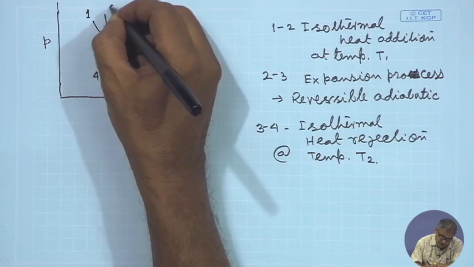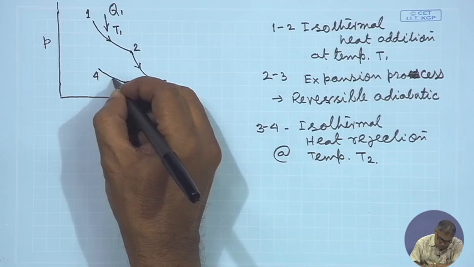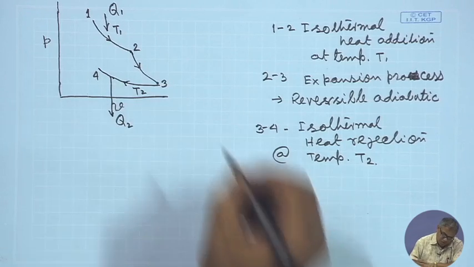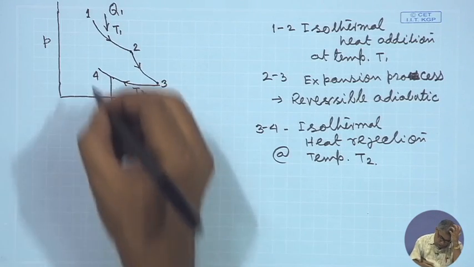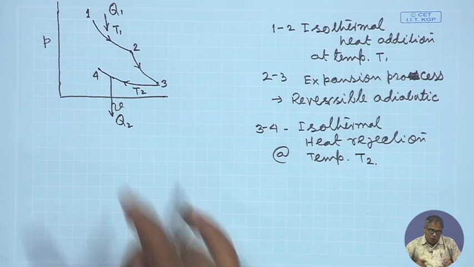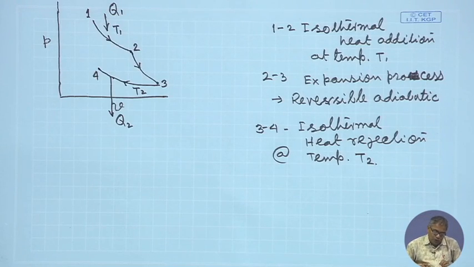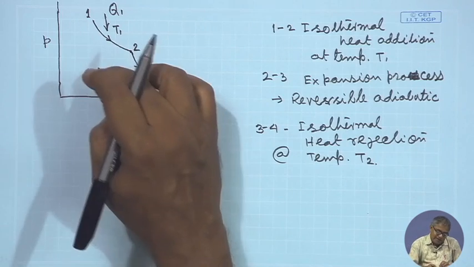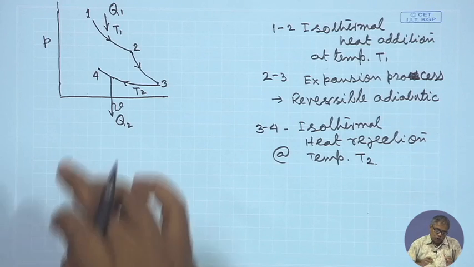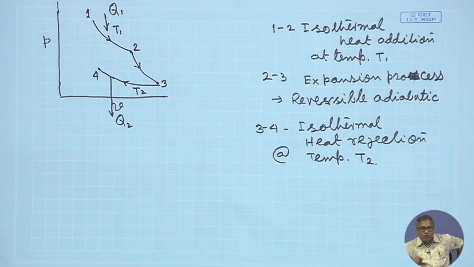Here we are getting Q1 amount of heat transfer to the cycle, here the cycle is rejecting Q2 amount of heat to the surrounding. So, then we are midway. If we have to complete the cycle, we have to go back to point 1. So, there is a change in temperature, T2 to T1. So, obviously, I have to select a process which will allow me this change of temperature. At the same time, we have to select a process which will allow me reversible action.